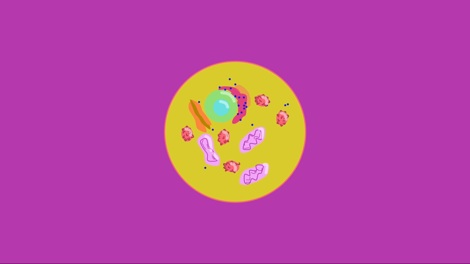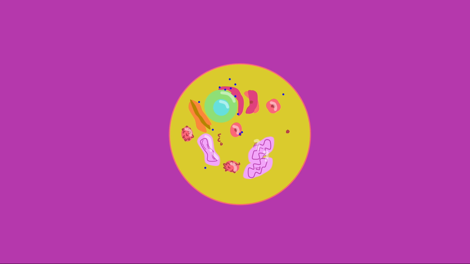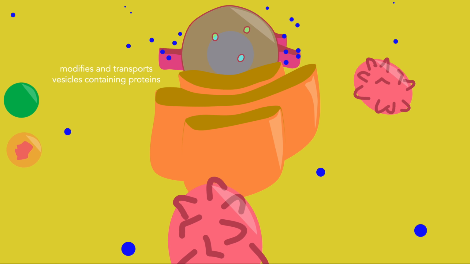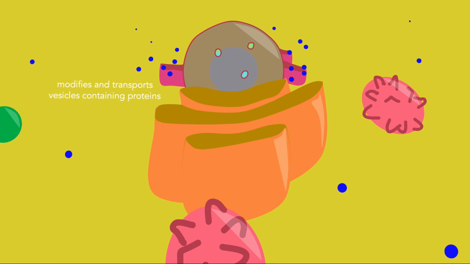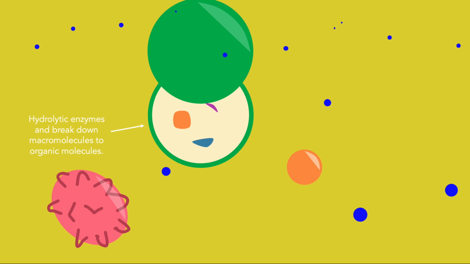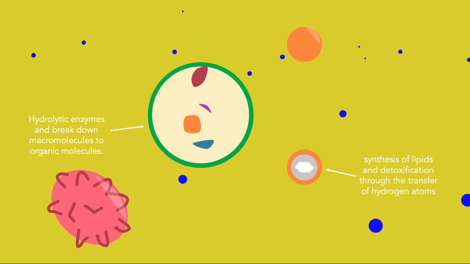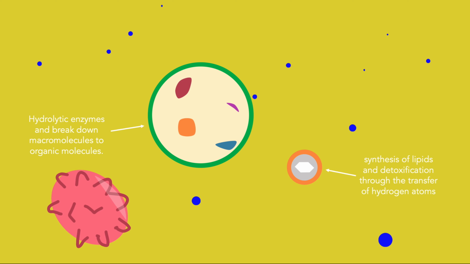The smooth endoplasmic reticulum, which does not have bound ribosomes, is responsible for the synthesis of lipids, metabolism of carbohydrates, and detoxification. The Golgi apparatus, or Golgi body, modifies and transports vesicles containing proteins. Lysosomes contain hydrolytic enzymes and break down macromolecules to organic molecules. Peroxisomes are involved in the synthesis of lipids and detoxification through the transfer of hydrogen atoms.